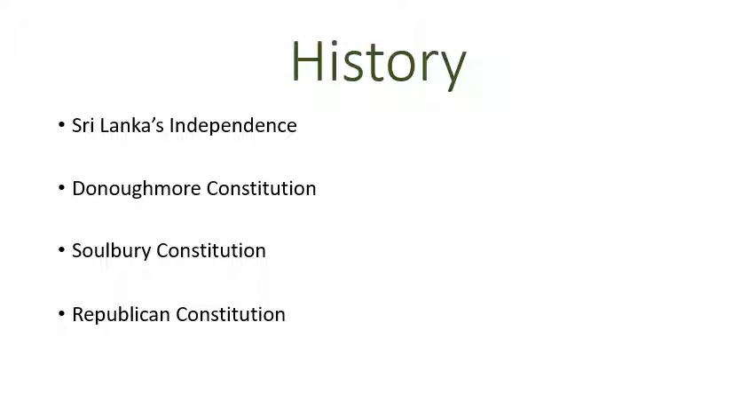And the third, before the Constitution we know today, is the Republican Constitution, and it replaced the Soulbury Constitution in 1972 when Sri Lanka officially became a republic. This constitution provided a unicameral legislature, also known as the National State Assembly, with members that serve 6-year terms. This constitution also gave the sovereignty of the nation entirely to the legislature.